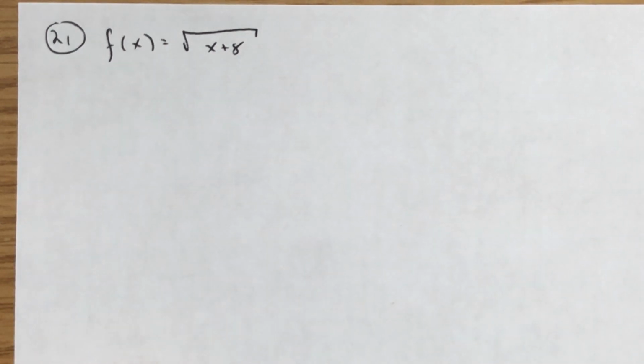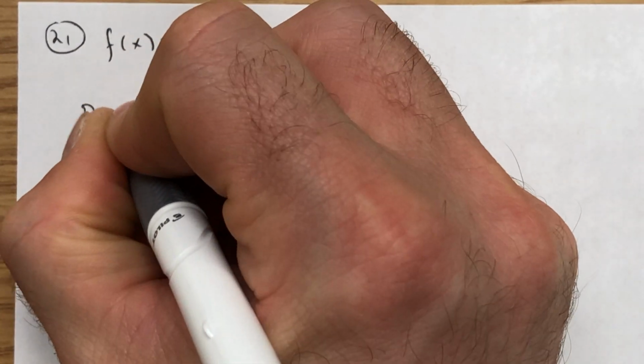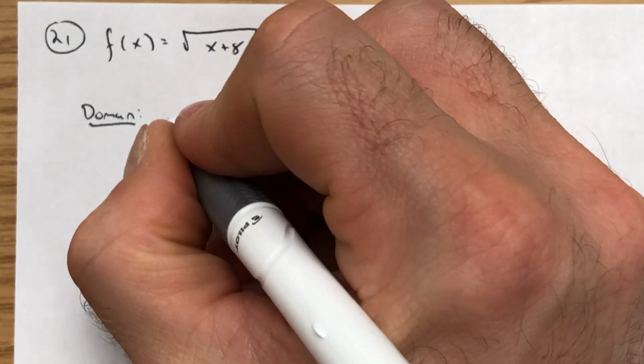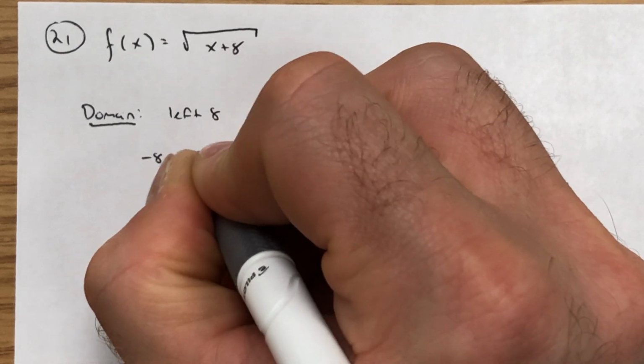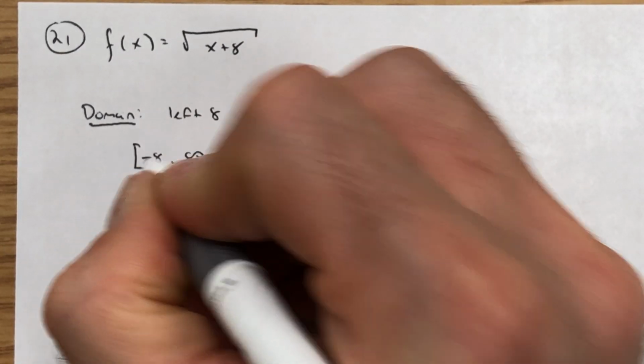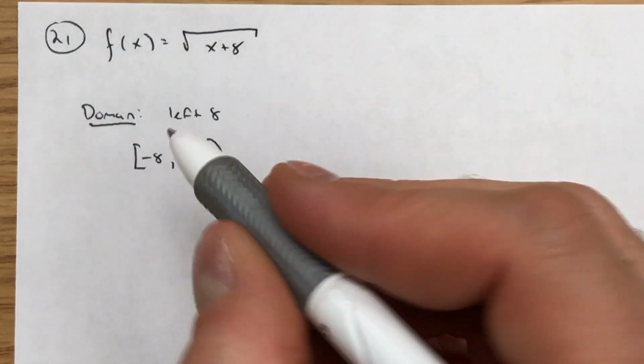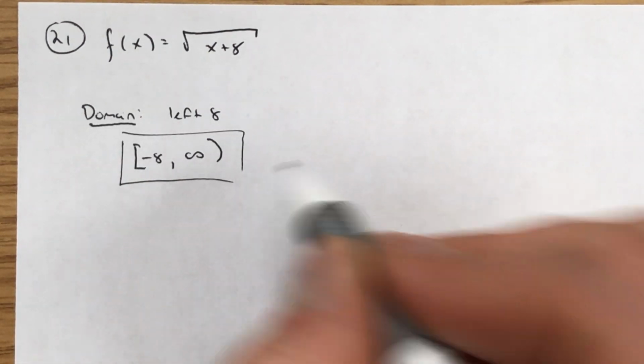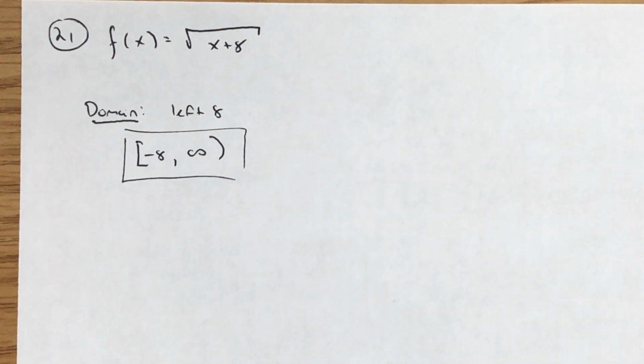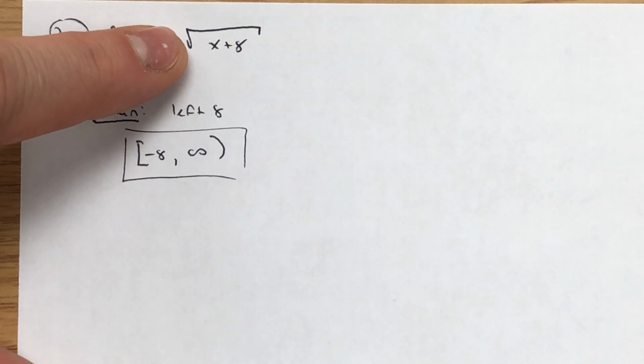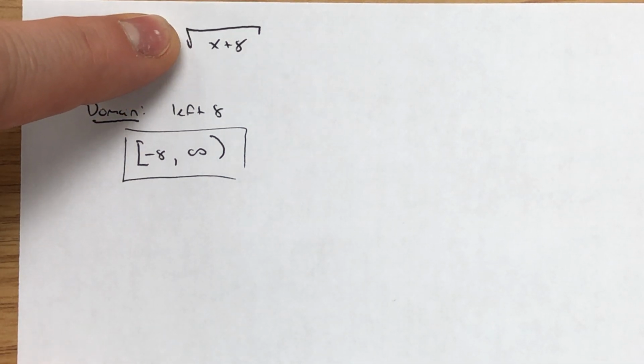So I could immediately say, hey, I know the domain, which has been moved to the left by 8, is going to be negative 8, comma, infinity, including negative 8 all the way up to infinity. And I could just immediately spit out that answer. The other way is to algebraically calculate it. I know that the square root has to be taken of positive numbers.